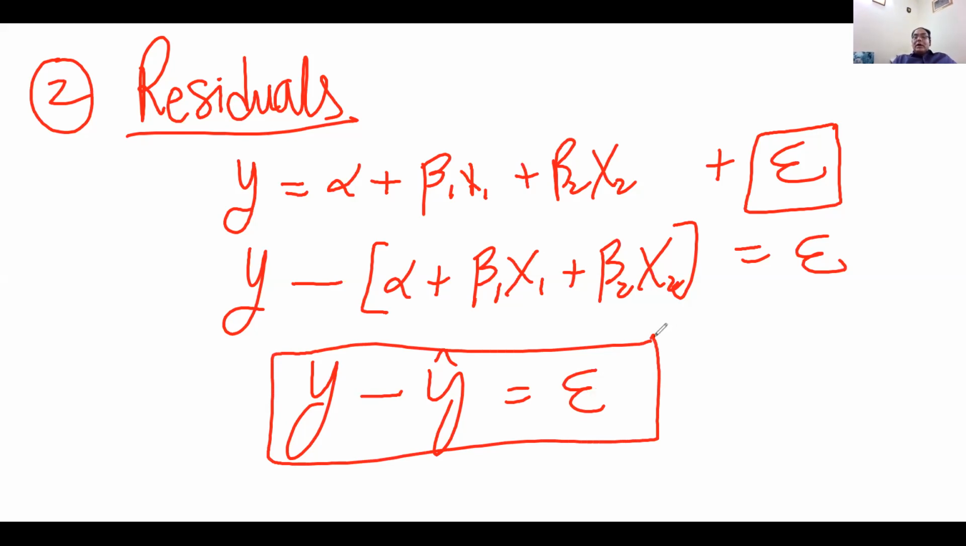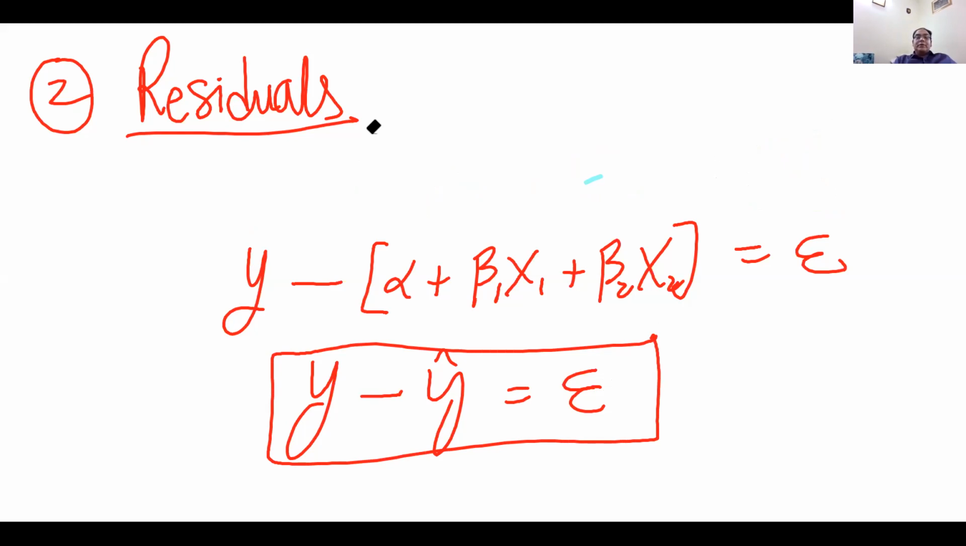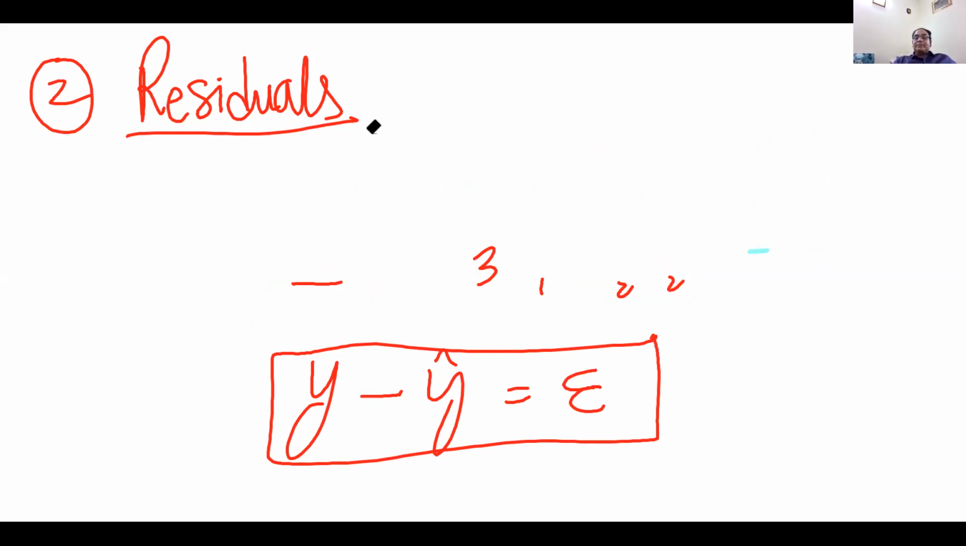So how to decide whether this error term is the lowest or not? How to decide whether this error term is free from the problem? We have one assumption, so I am showing you that assumption also. Let me write the assumptions. The assumption is about y minus y hat, which is nothing but the error term.